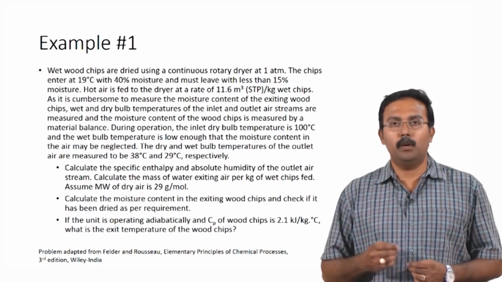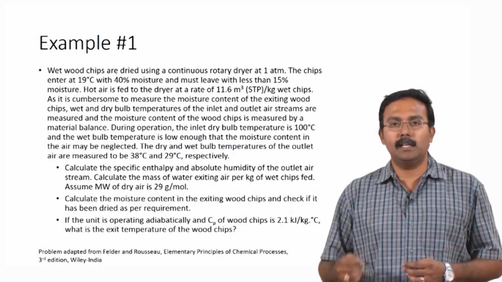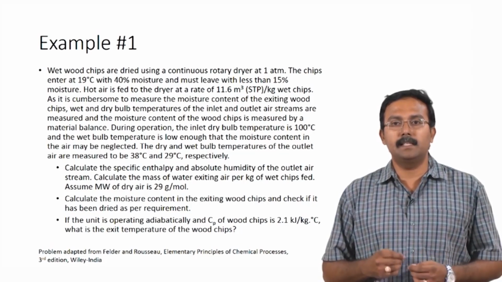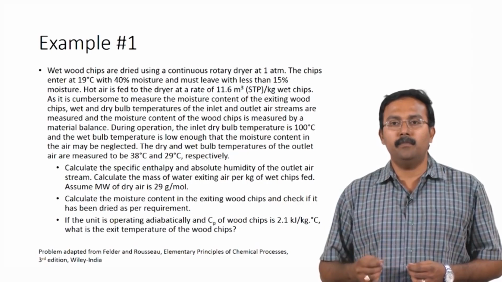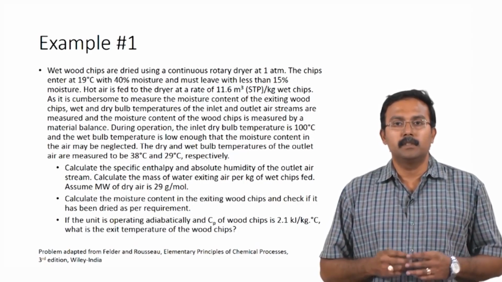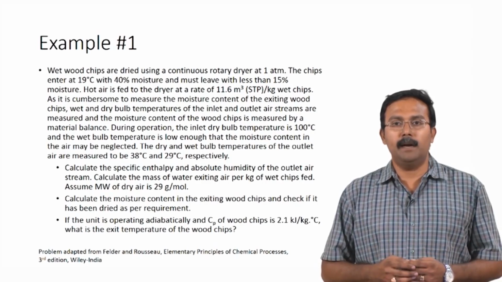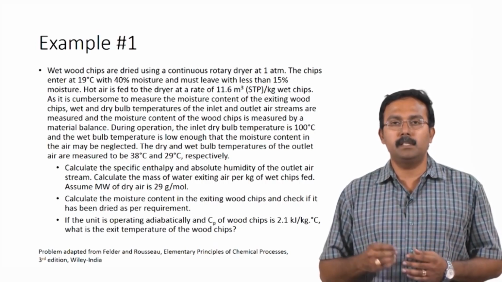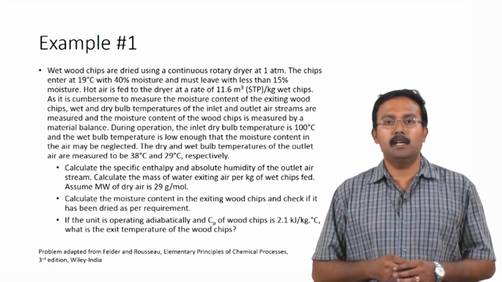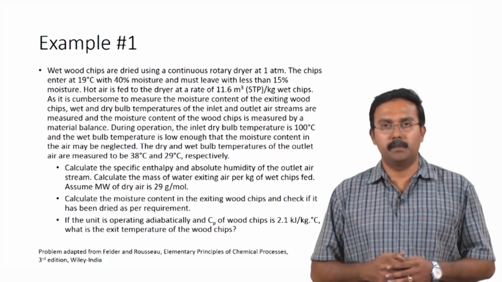You can assume that molecular weight of dry air is 29 grams per mole. You are also asked to calculate the moisture content in the exiting wood chips and check if it has been dried as per the requirement. So, if the unit is operating adiabatically and Cp of wood chips is 2.1 kilojoules per kilogram degree Celsius, what is the exit temperature of the wood chips?